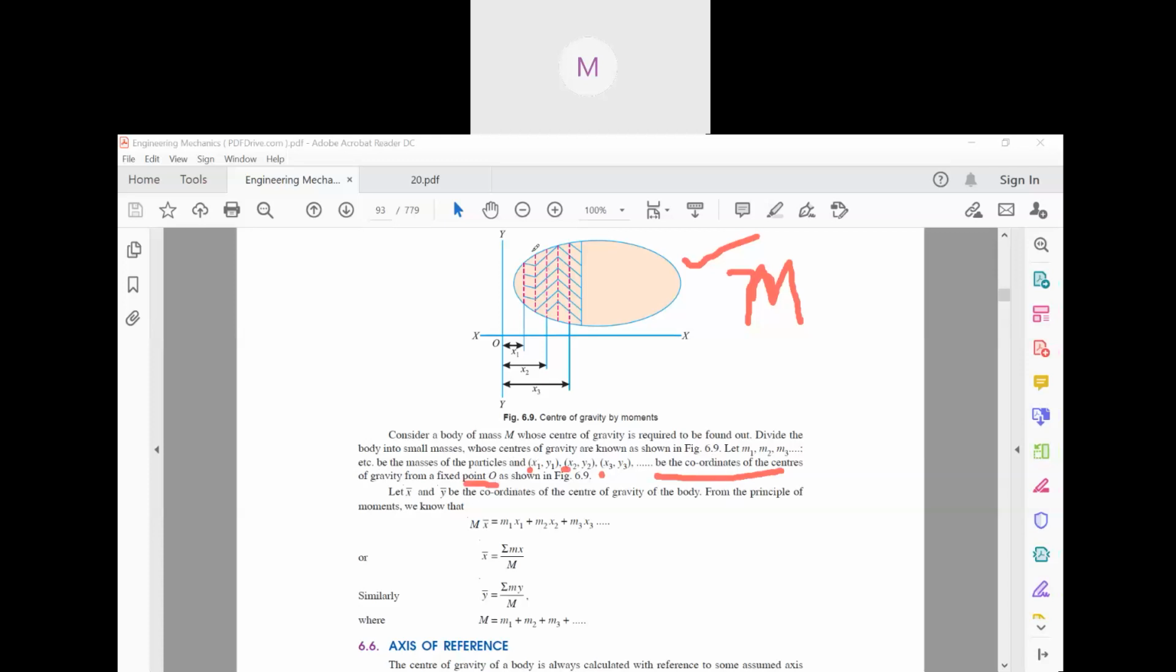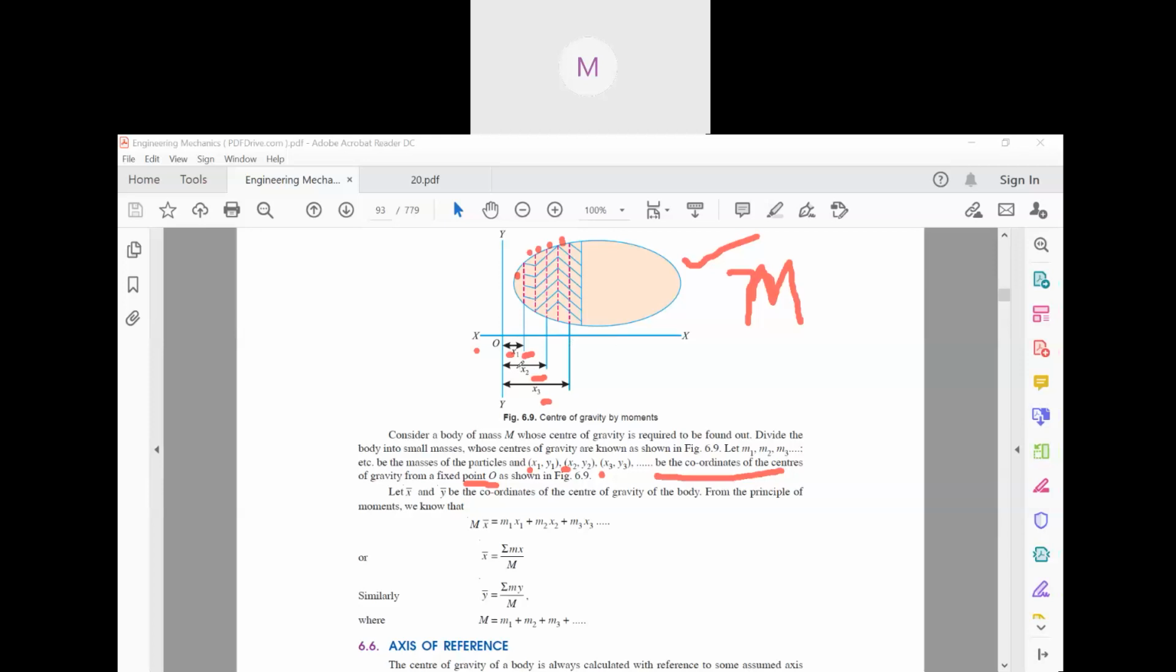Now look, if these are the small masses, this one, this one, this one, then x1, x2, x3 are the coordinates from the fixed point O in the x direction. So this is assumed like that. Now from the principle of moments, which we discussed before, what is the principle of moments actually? The summation of the total moment acting on a body is the summation of the individual moments.